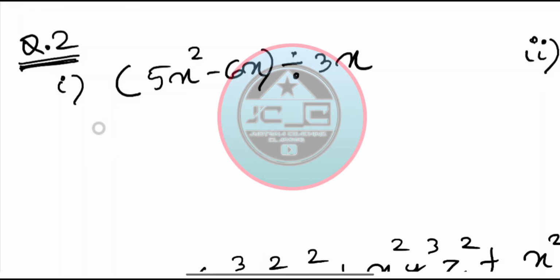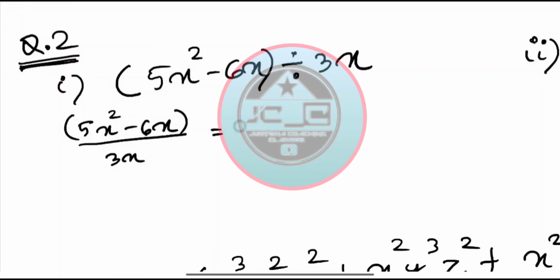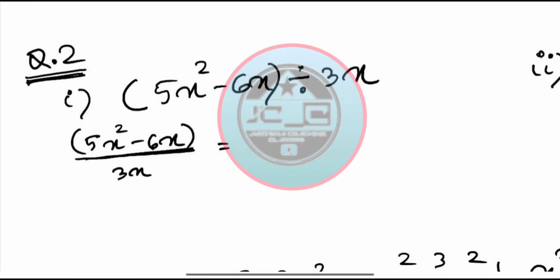Directly, we can see the method is to write down whatever is given there: (5x square minus 6x) divided by 3x. Now put the equal sign: 5x square minus 6x. What can we take common out? Since the denominator is 3x, let's try to take 3x common. Directly it will be a little complicated and confusing for you, but you remember this one.